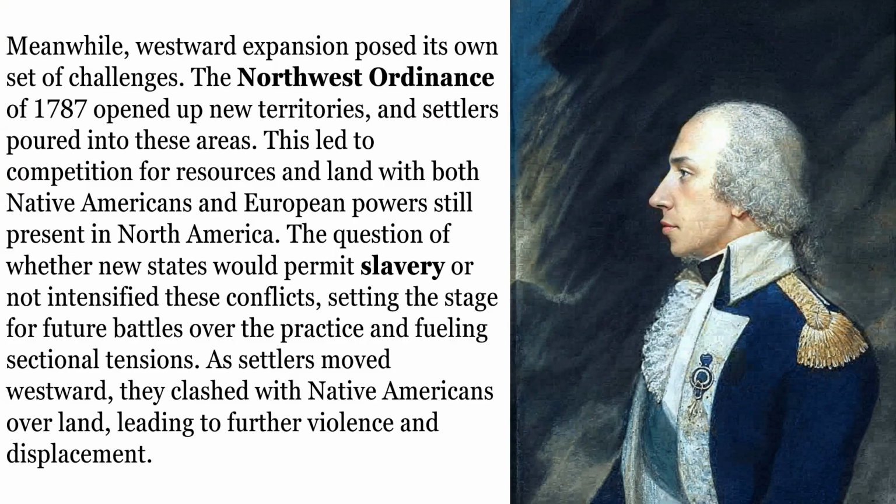Meanwhile, westward expansion posed its own set of challenges. The Northwest Ordinance of 1787 opened up new territories, and settlers poured into these areas. This led to competition for resources and land with both Native Americans and European powers still present in North America. The question of whether new states would permit slavery or not intensified these conflicts, setting the stage for future battles over the practice and fueling sectional tensions. As settlers moved westward, they clashed with Native Americans over land, leading to further violence and displacement.